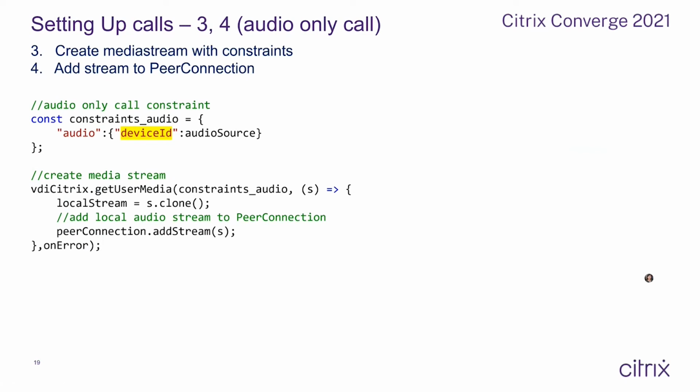When setting up an audio-only call, the constraint is pretty simple. All we need is to properly set the input audio device ID, for example, which microphone to use. As you can see here, you need to use the input microphone device ID, which we retrieved earlier from enumerate device.